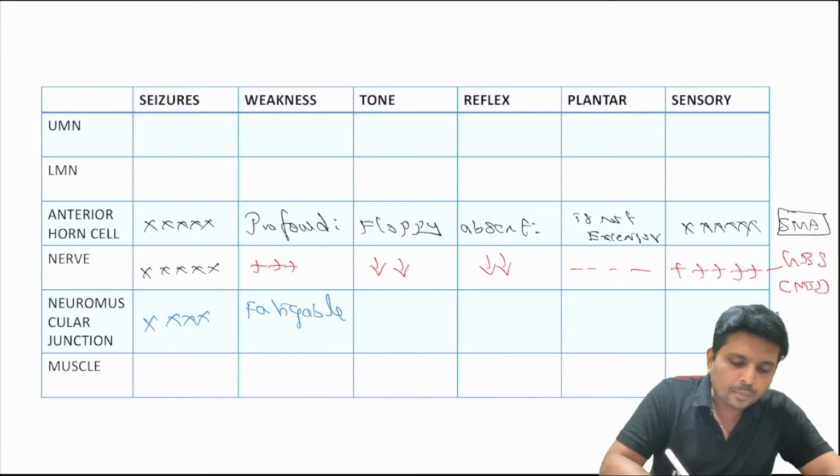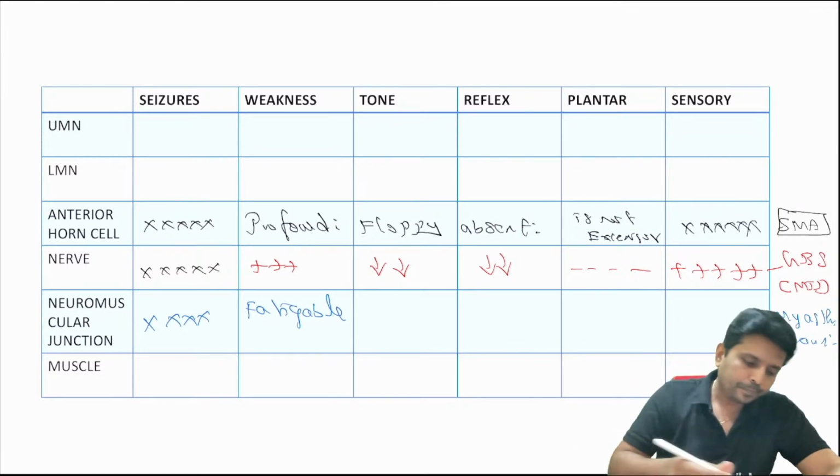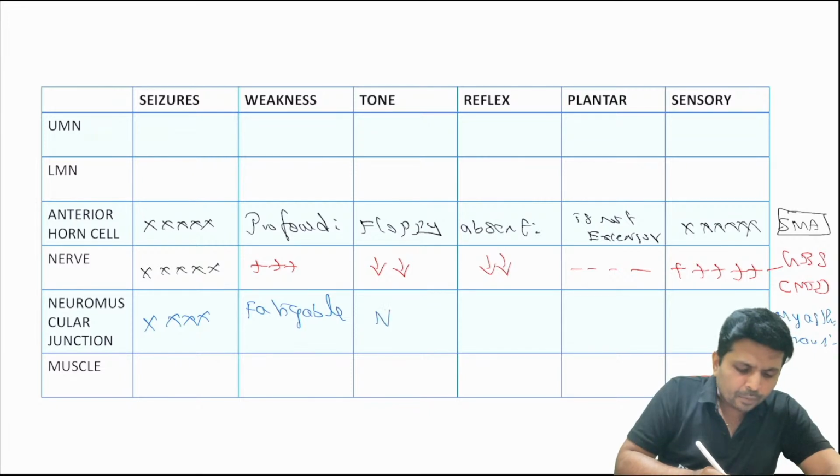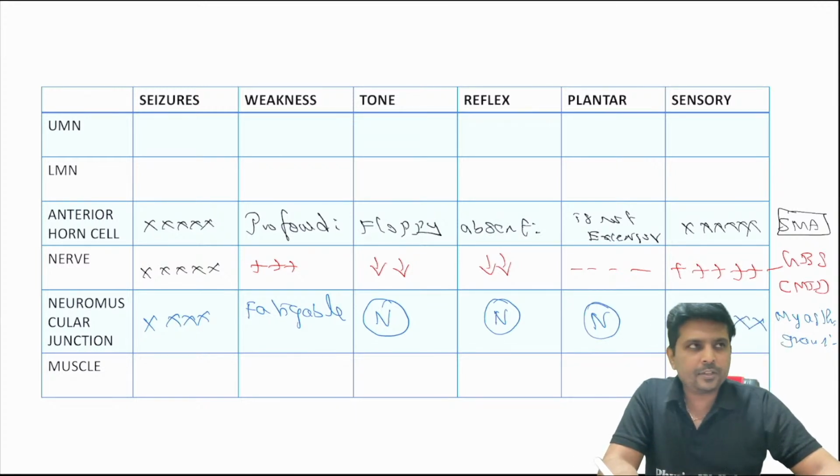The most common disease is myasthenia gravis, which occurs as a result of antibodies to acetylcholine receptors in the synapse. Tone will usually be normal. Reflexes will usually be normal. Plantar will usually be normal. Sensory will not be affected in myasthenia gravis.